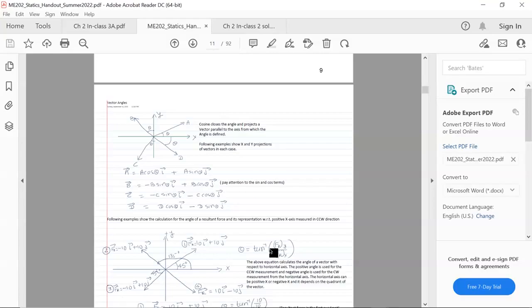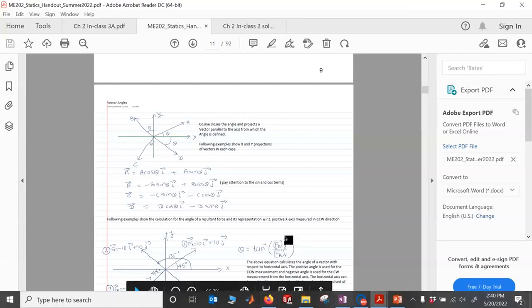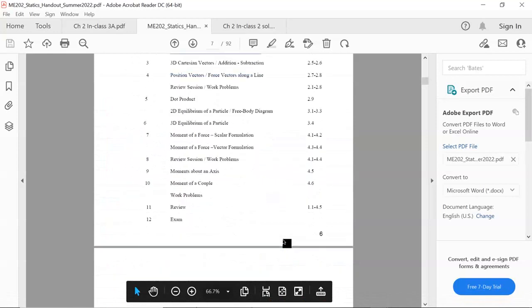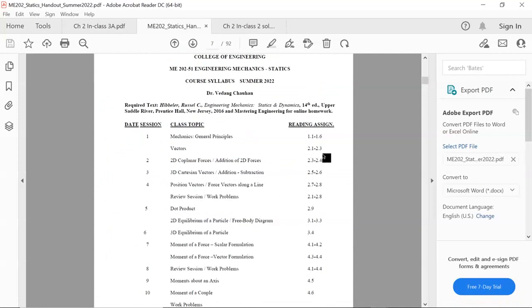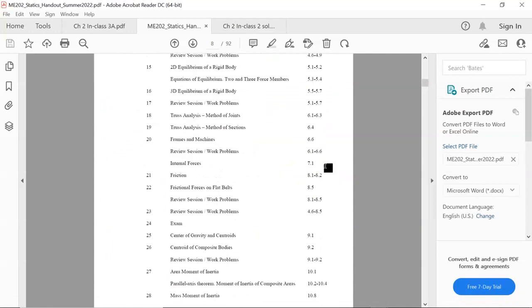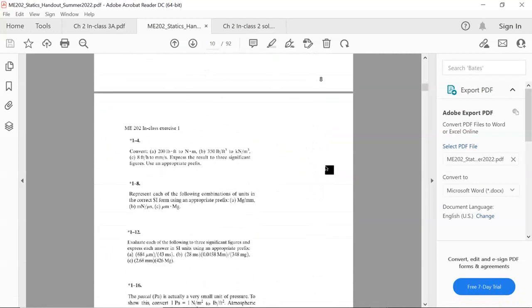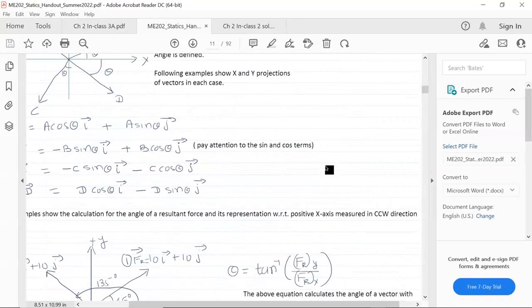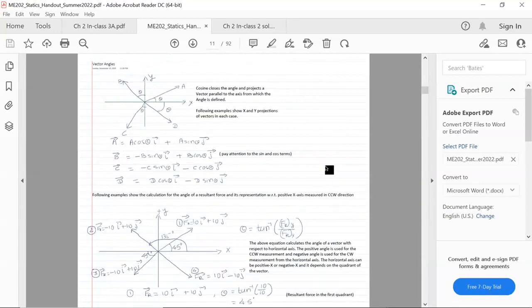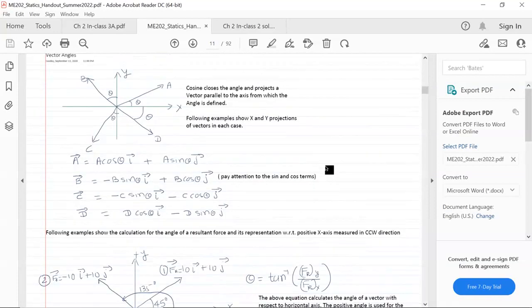In this video, we will work on chapter 2 in class exercise 1 and 2. So as per the handout, we are here. We are working on the problem for topics 2.1 to 2.4, and this is the vector angle handout. Before we do the problem solving, just a quick recap of what we have learned about the vectors.